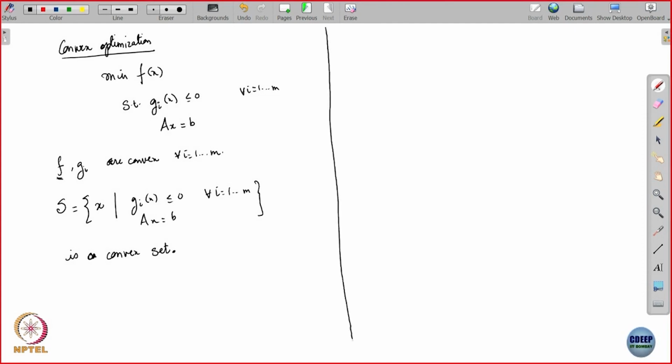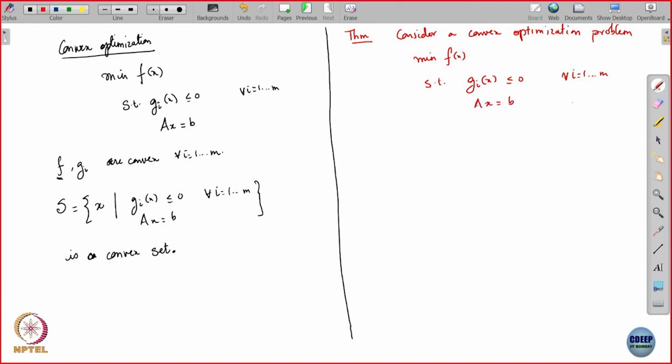All right. So, now let us look at what happens to KKT conditions for convex optimization. So, theorem: consider a convex optimization problem, minimize f of x subject to g i of x less than or equal to 0 for all i from 1 to m and Ax equal to b, where f and g i are in C1 and convex.